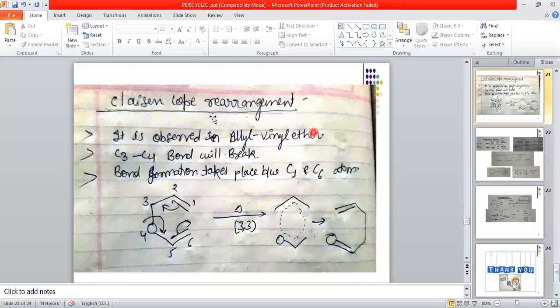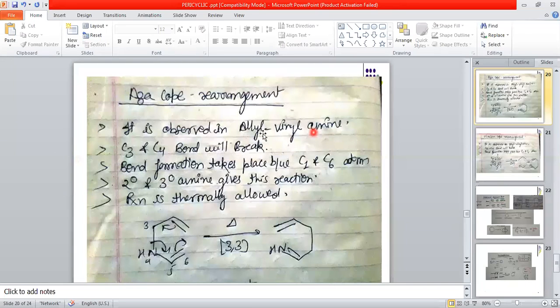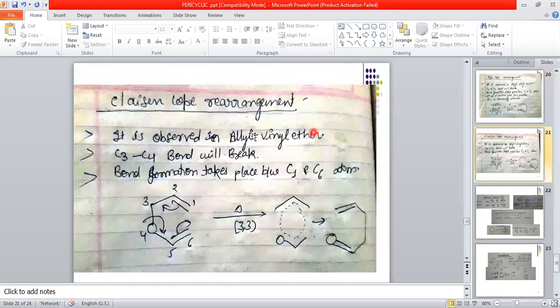Next one is the Claisen rearrangement. This also remains the same, but the difference is that it exists in allyl vinyl ether compounds, while the Aza-Cope we studied exists in amine compounds. In the ether compound, again the 3,4 bond will be broken and a new bond will be formed. There is a migration of electrons. It means the old bond will be broken and the new bond will be formed.